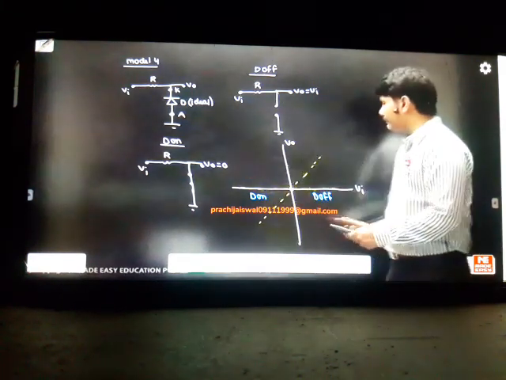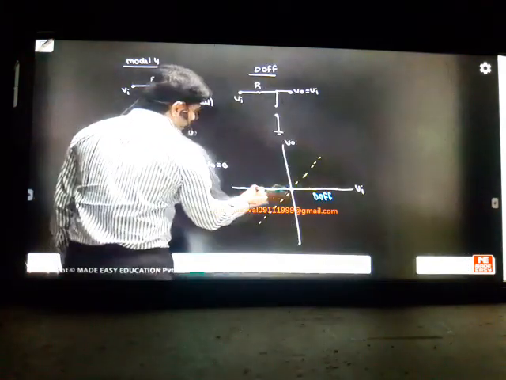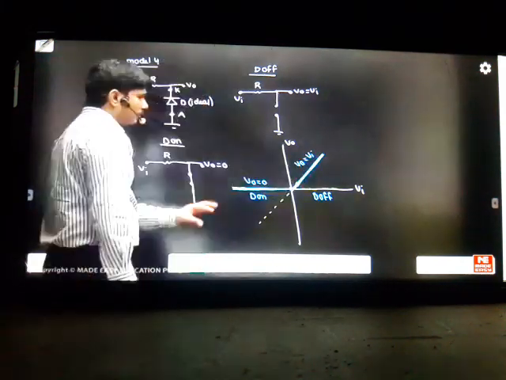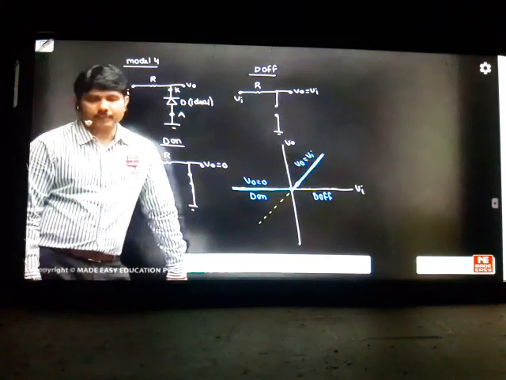Diode is on, output is 0, so it will follow this line. This is output equal to 0. And when the diode is off, output is equal to input. It will follow this line. So can you see that the transfer characteristics have changed? Correct? The transfer characteristics have changed.